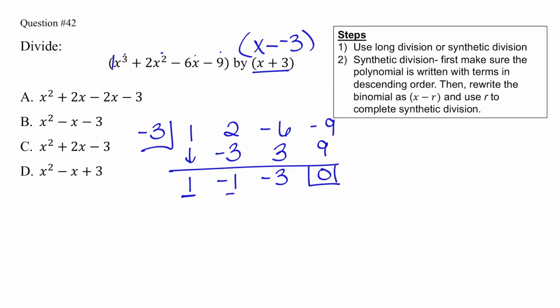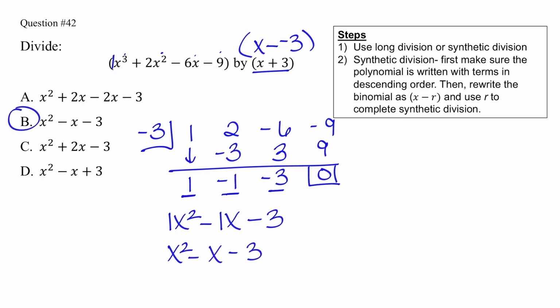Remember, the coefficients here are the coefficients of my depressed polynomial, which is going to go down by a degree of 1. So I have 1x squared minus 1x minus 3, right? So that's x squared minus x minus 3. So that is answer choice B. If you want to do long division, I will show you how to do that.